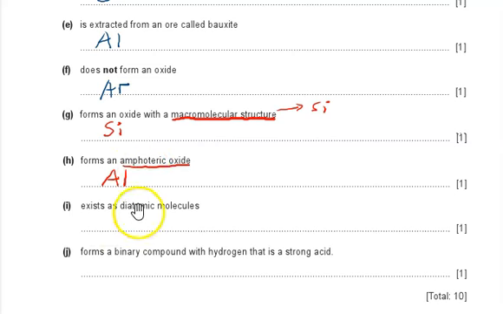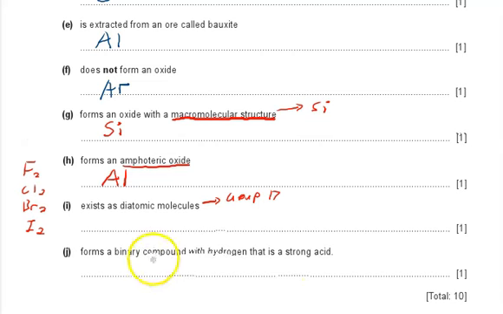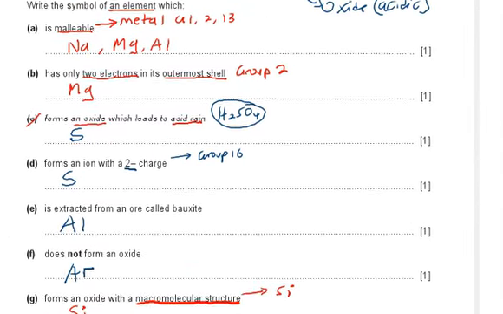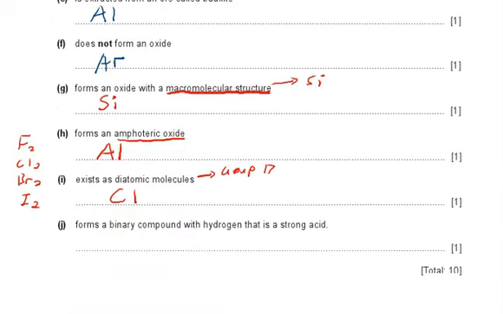Exists as diatomic molecules. This one is under group 17. If you look at it, we have fluorine, chlorine, bromine, iodine. At room temperature, they will exist as diatomic molecules, so please remember this. This should be chlorine. Now the last one.